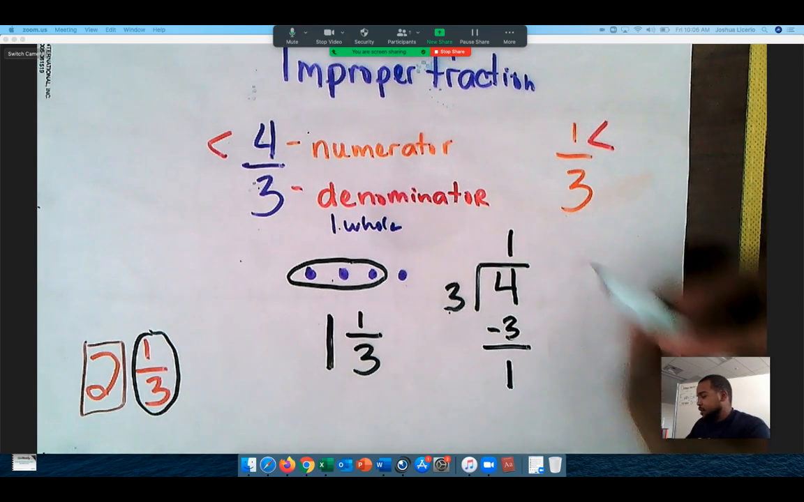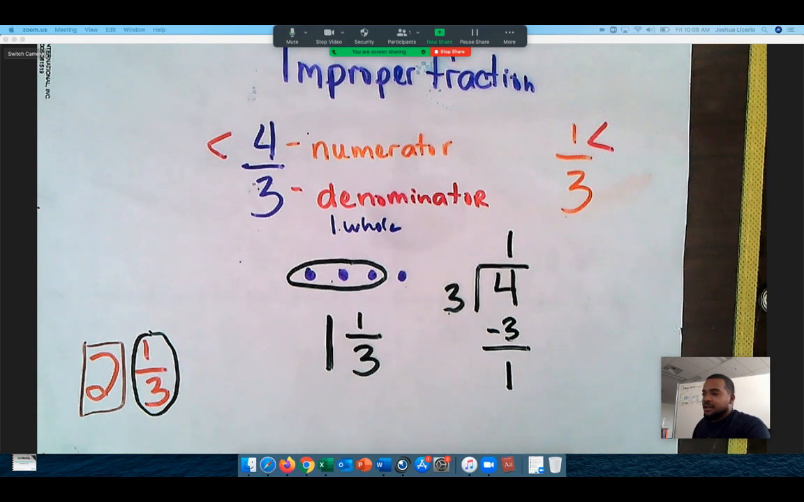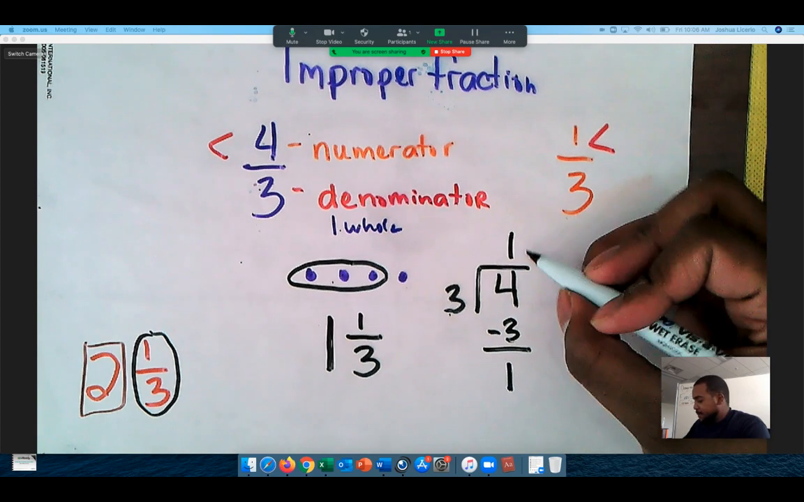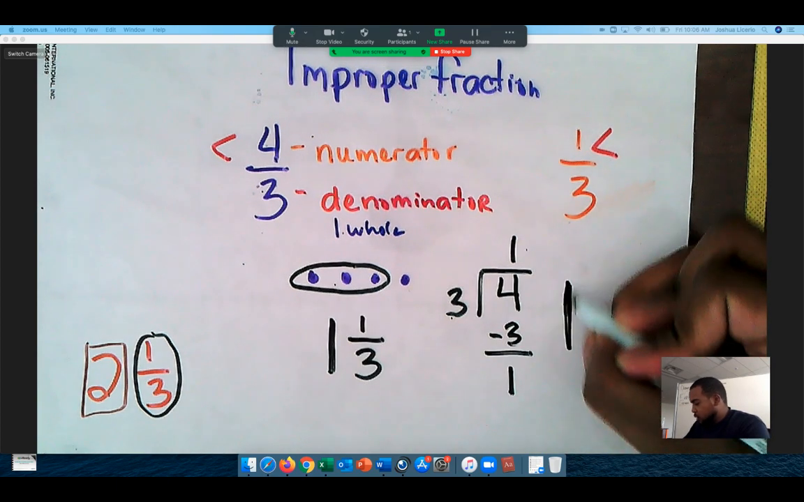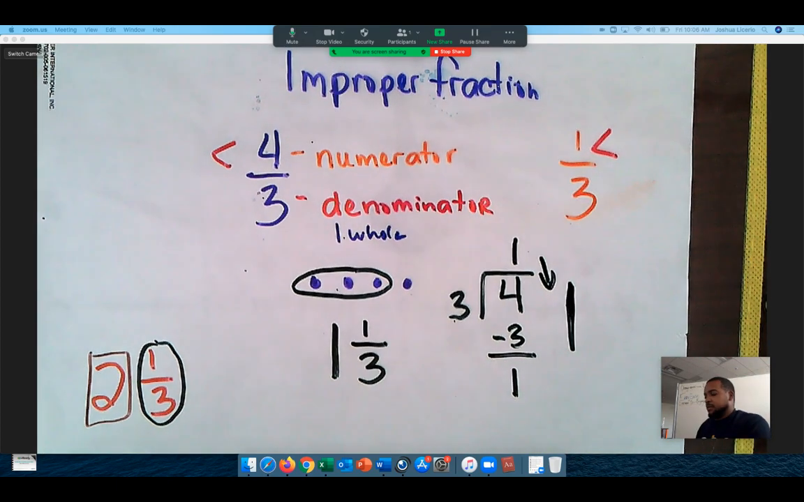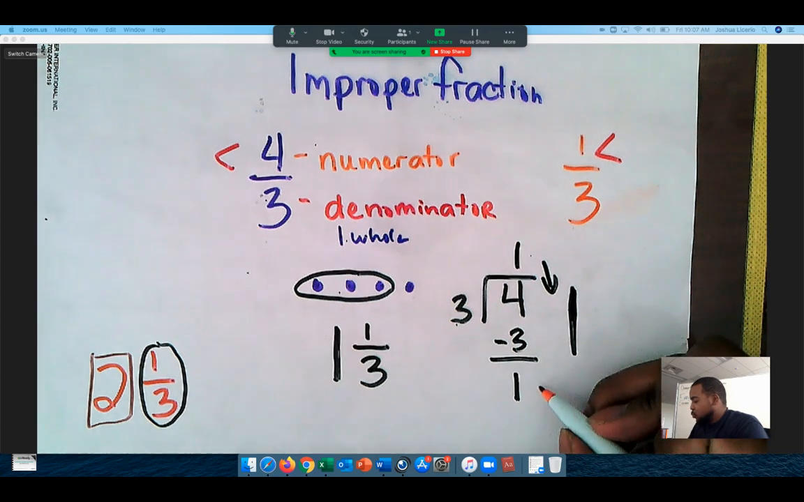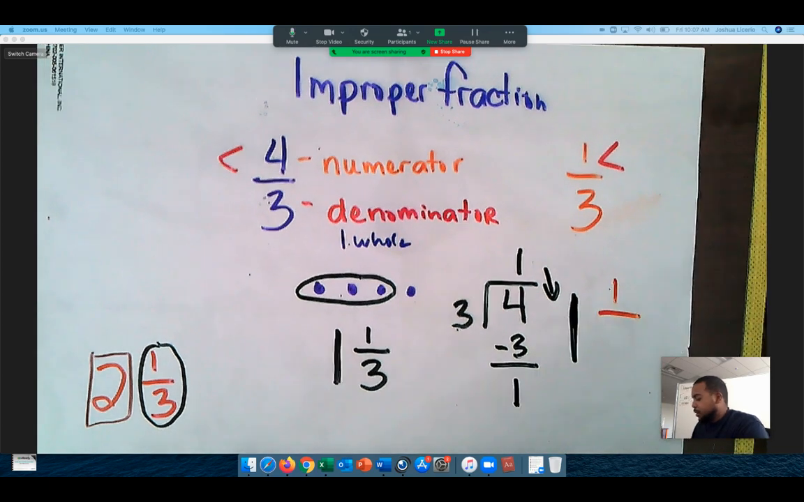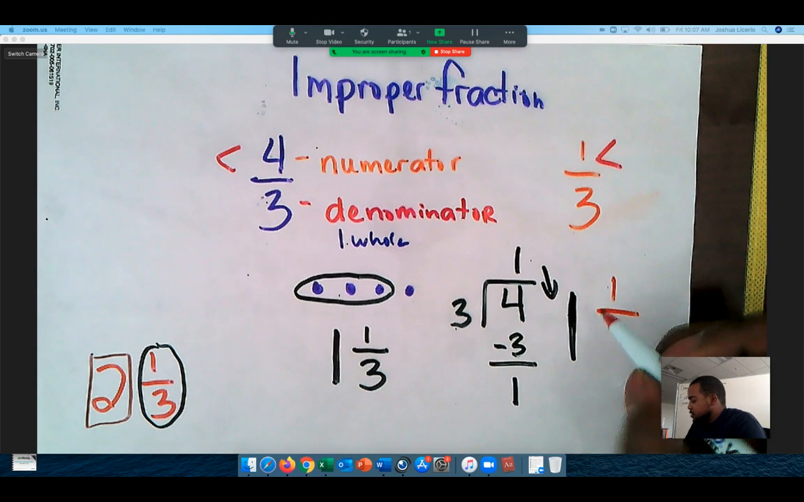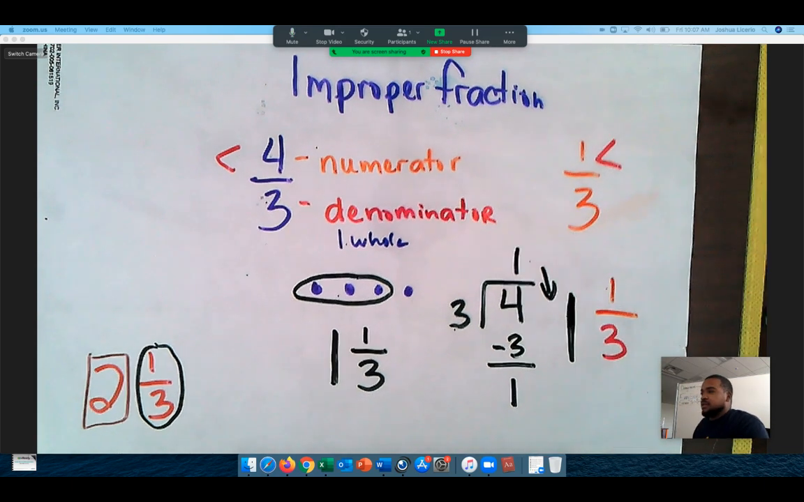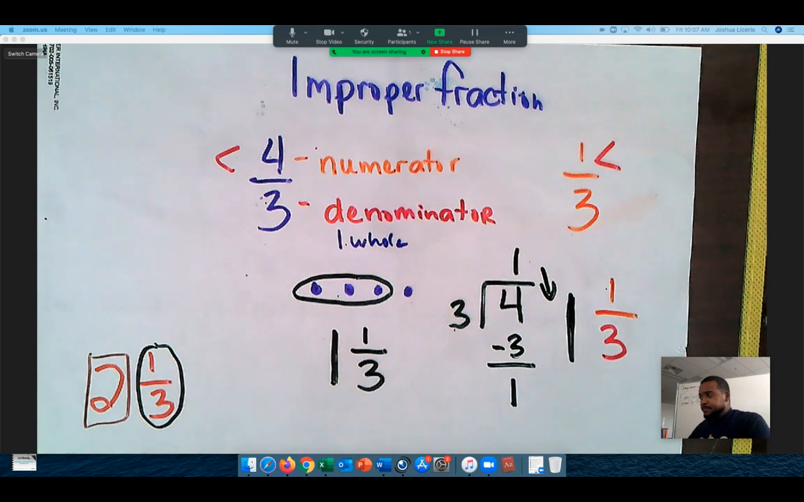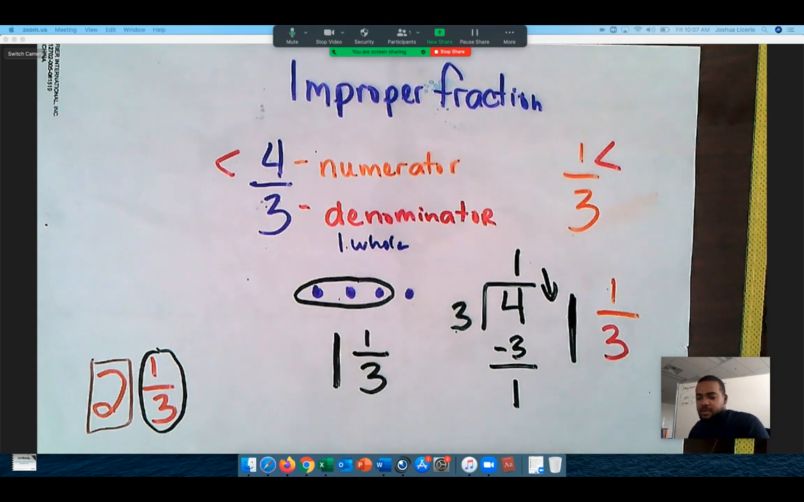So now I have everything I need to turn this into a mixed number. Remember, my whole number is going to be the number that tells me how many groups I have. I made 1 group of 3. It's coming from my answer on top. My remainder tells me how many parts I have left, just like I did here. This is my remainder. I have 1 part left. That's going to be my new numerator. And then my denominator stays the same. I still need 3 parts to make a group. There it is, 1 1/3. Okay, you got the same answers, means I did it correct.